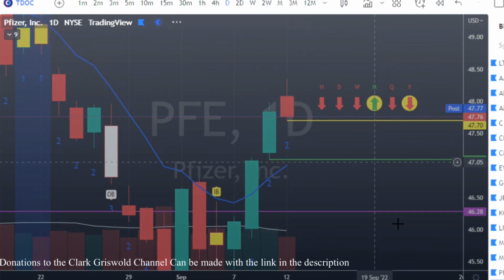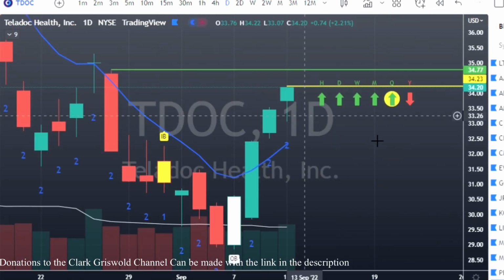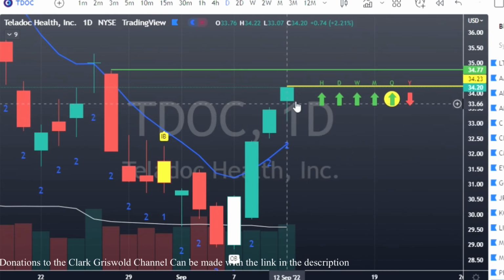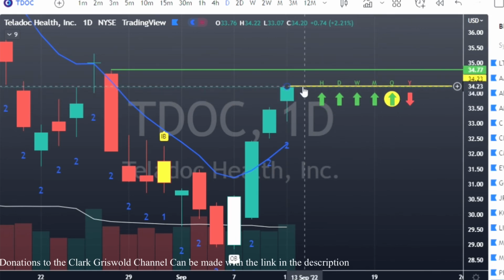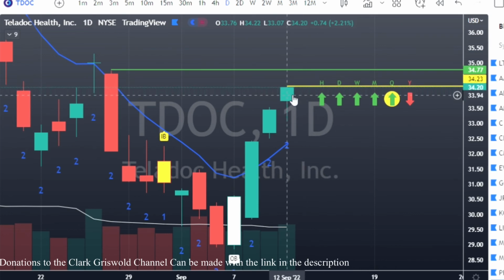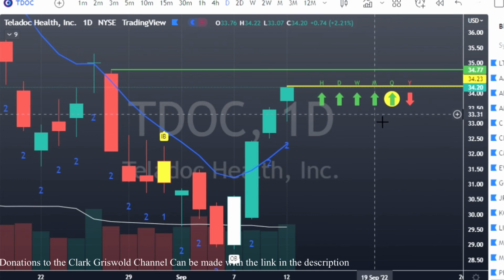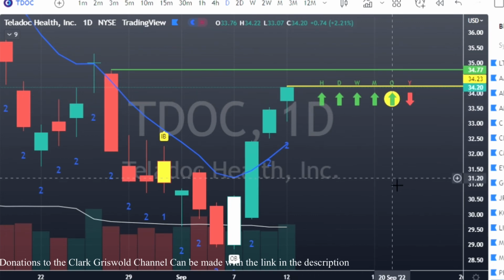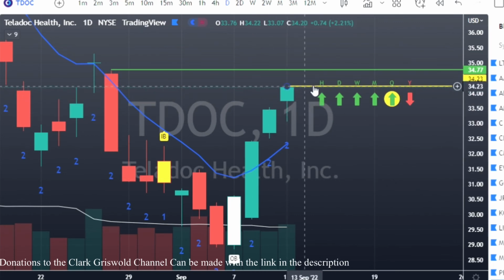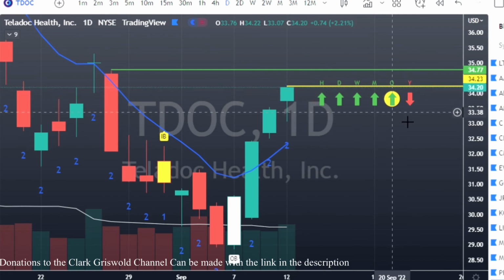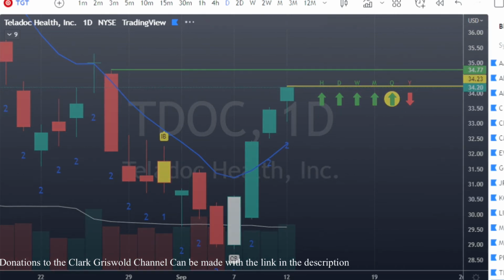Teladoc, not something I usually have on here, but Teladoc, 2-up, green, hammer candle, great time frame continuity right across the board. If you're looking to play a continuation, Teladoc will be a good play tomorrow. Okay, we have this hammer candle, we've got full time frame, and we're 2-up green. Okay, so good setup if you're looking for a continuation play. Calls at 34.23.